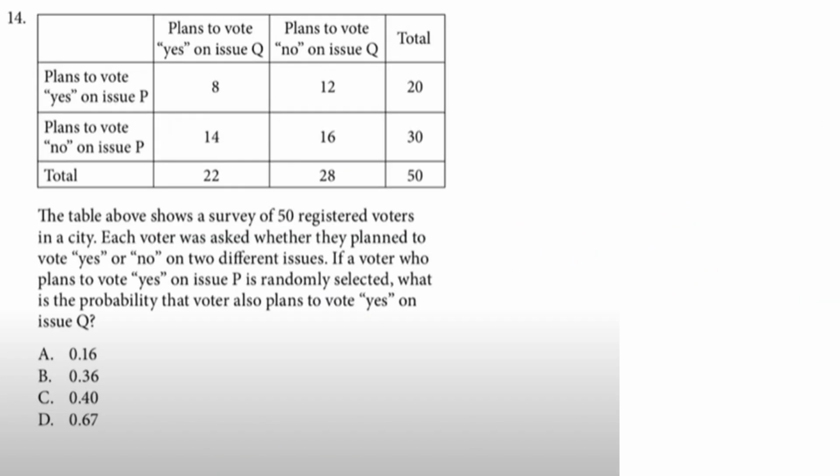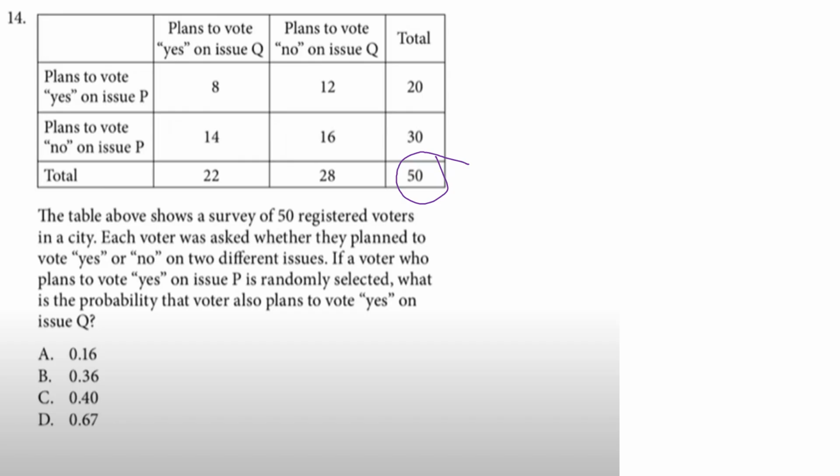And question number 14. This could be a very confusing problem. That's why you probably want to read through this problem twice. The table above shows a survey of 50 registered voters. So we have a 50 right here. In a city, each voter was asked whether they plan to vote yes or no on 2 different issues. If a voter who plans to vote yes on issue P is randomly selected, what is the probability that voter also plans to vote yes on issue Q?